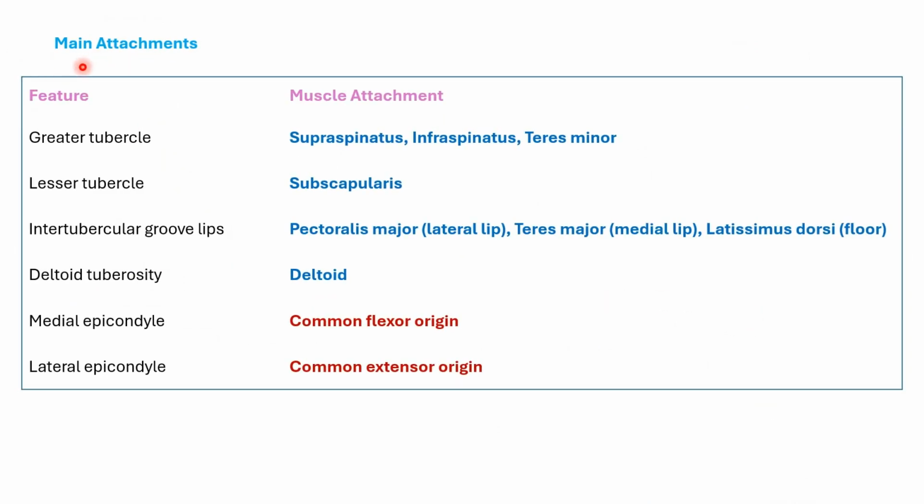Okay, now we learn about the main attachments of the humerus. Supraspinatus, infraspinatus and teres minor insert to the greater tubercle, and the subscapularis muscle inserts to the lesser tubercle. Pectoralis major muscle inserts to the lateral lip of the intertubercular groove, the teres major muscle inserts to the medial lip of the intertubercular groove, and the latissimus dorsi muscle inserts to the floor of the intertubercular groove. The deltoid muscle inserts to the deltoid tuberosity, the common flexor originates from the medial epicondyle and the common extensor originates from the lateral epicondyle.